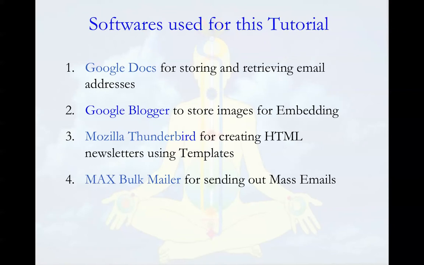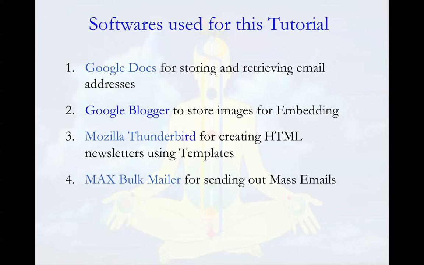And the third software we used is Mozilla Thunderbird, and this is for creating HTML newsletters. The reason we use Thunderbird is because it allows you to use pre-existing templates, and it allows you to create new templates, and it allows you to also copy the HTML portion of that. And we'll talk about that in a little bit. We'll show you in the demonstration.